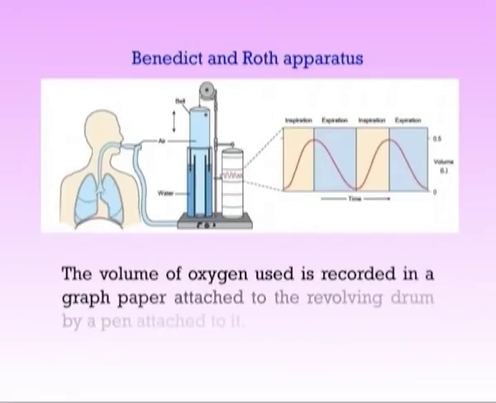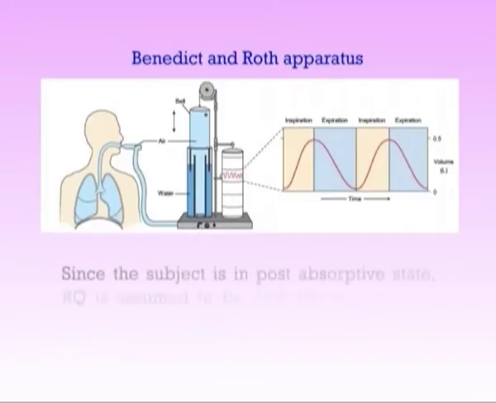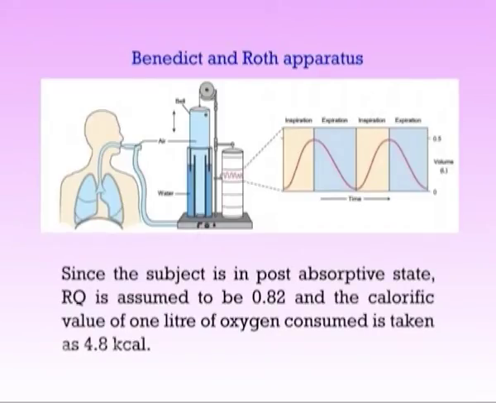The volume of oxygen used is recorded on a graph paper attached to the revolving drum by a pen attached to it. Since the subject is in post-absorptive state, respiratory quotient is assumed to be 0.82 and the calorific value of 1 liter of oxygen consumed is taken as 4.8 kilocalories.